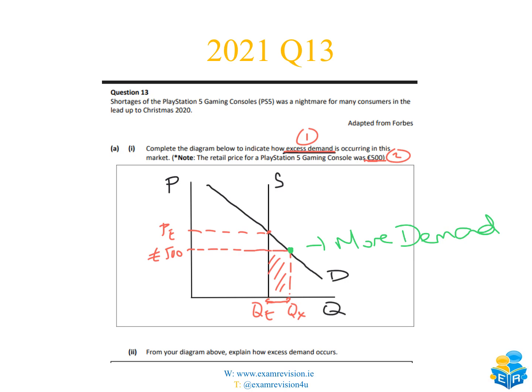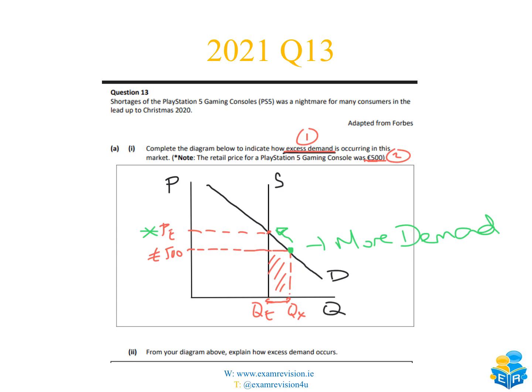So there's more demand. Obviously we've got a fixed supply curve here, so there's more people demanding the good when the price is €500 than there are PlayStations available. So what that basically means is the price charged is too low, so excess demand will put pressure on the price, driving the price back up to equilibrium. So eventually we'll move back up to here. Price will keep going up until we reach the equilibrium point, which brings us across to PE over here.